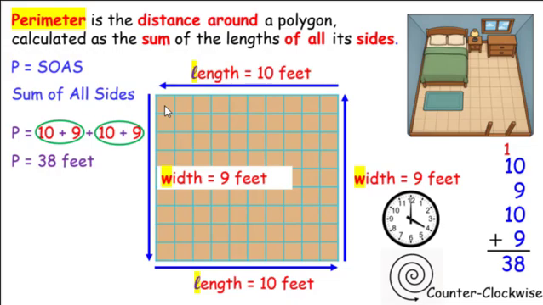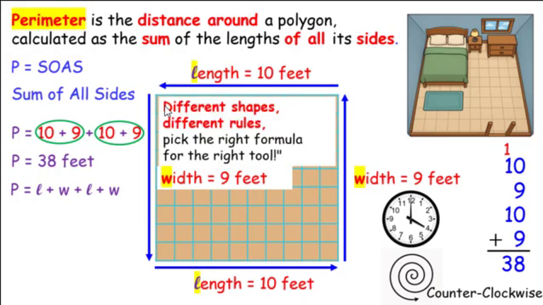But what we're learning today is to use a formula. To derive the formula, we're just going to use what we used earlier. The 10 was the length, the 9 was the width. You may have seen this formula before. For volume, volume is equal to length times width times height. Different shapes, different rules. Pick the right formula for the right tool. In this particular case, we wouldn't use that formula, V equals length times width times height.